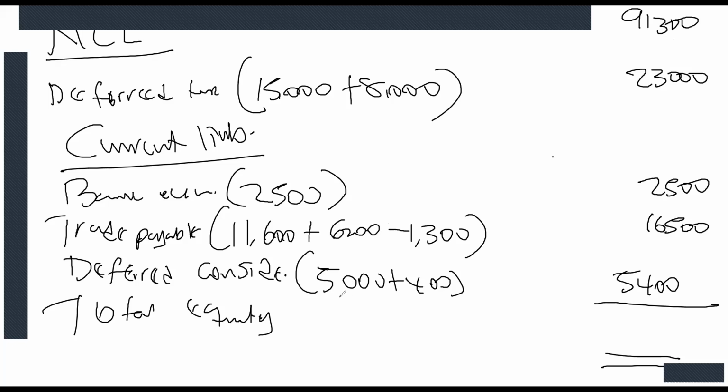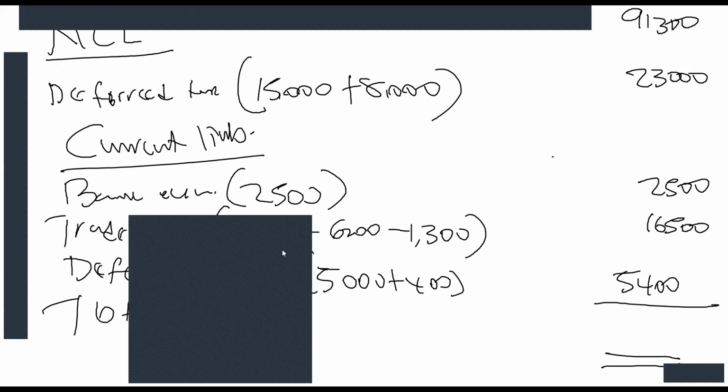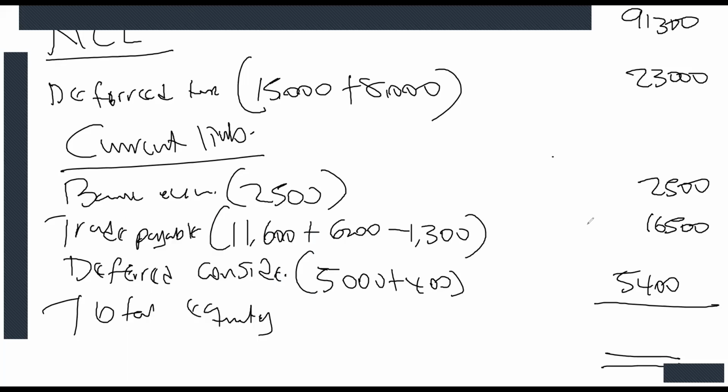Plus 1,000. Why 1,000? 16,500. Plus 5,400. What do you get? Plus 5,400. So when I do it, I get 1,300 and 138,700. I still don't agree. I have 111,900. I still don't agree.